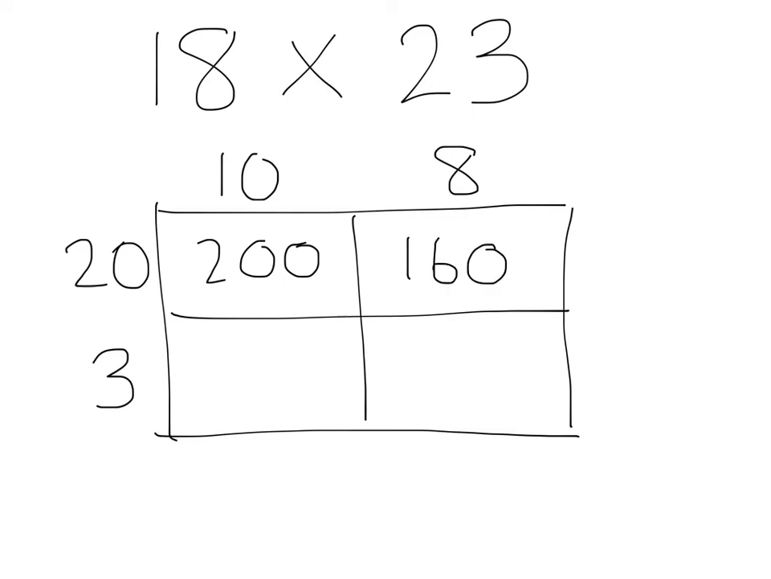3 multiplied by 10 is 30. And finally, 3 multiplied by 8 is 24.